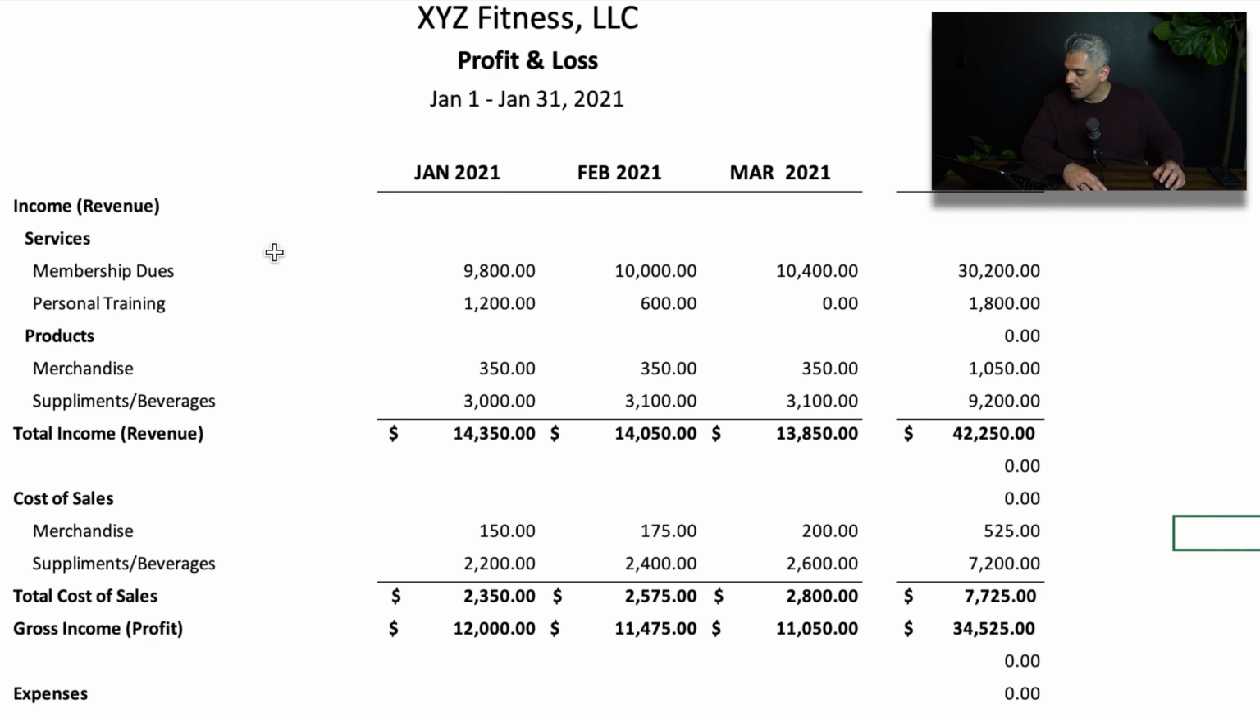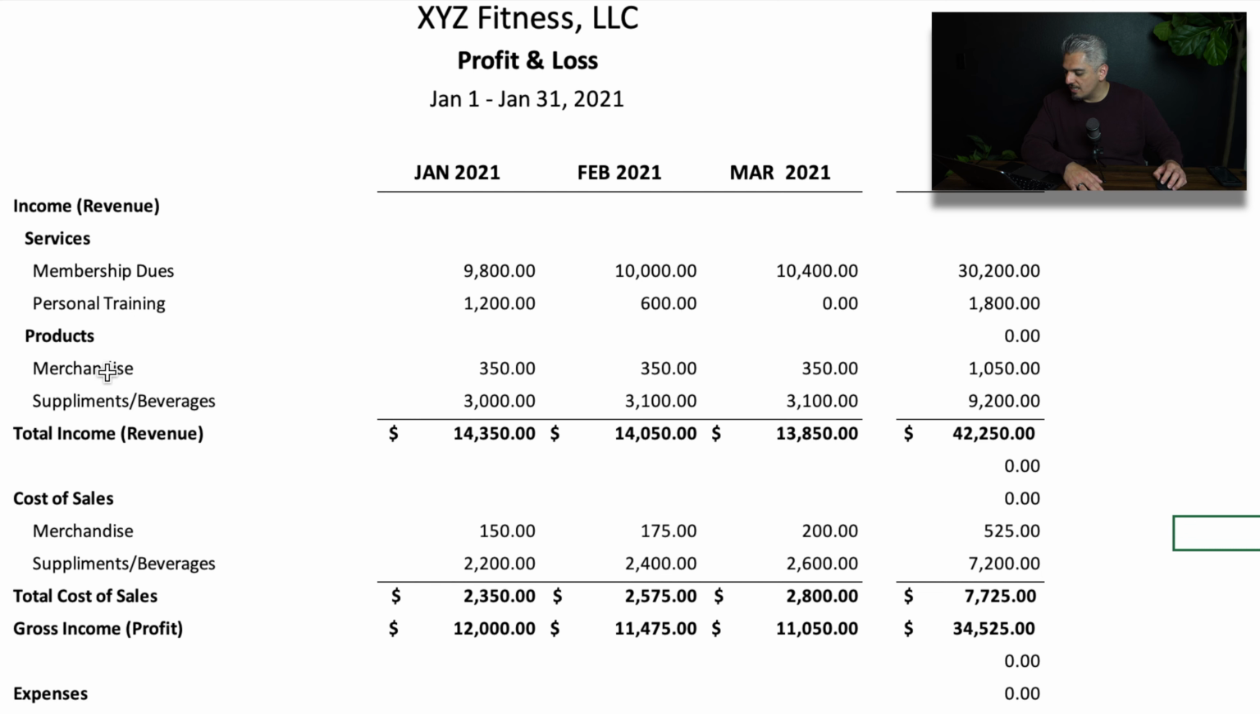In this case, you'll see in January the services provided from this business, which are under membership dues, well, that's the first line, are $9,800. In February, it was $10,000, and then in March, $10,400. So you can see there's an upward trajectory or momentum in their membership dues. That's a good thing. Next, I'll look at their personal training, which is the other source of revenue under services. The personal training you see here has actually taken a dive from January through March. Next, I'm going to look at the products because that's another source of revenue.